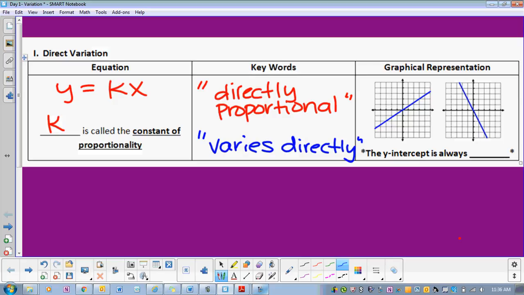You're looking at relationships. If you look at this as a graph, or if they give you a table or a graph and they say what kind of variation is this, to check and see if it's a direct variation, the easiest thing to do is look and see if your y-intercept is at 0, 0. Direct variation always goes through the origin. And if you look at these graphs, as your x gets bigger, your y is getting bigger. And here, as your x gets bigger, your y is getting smaller. Make sense? Okay.